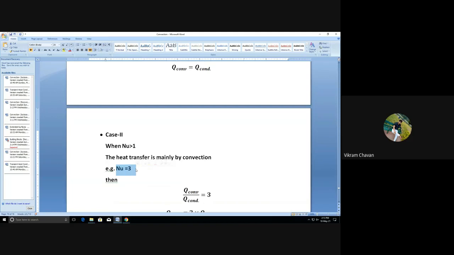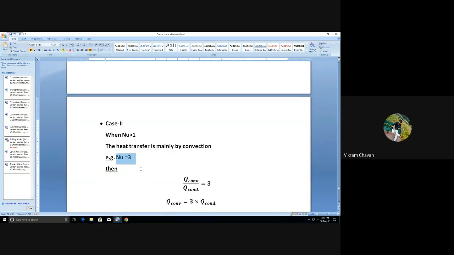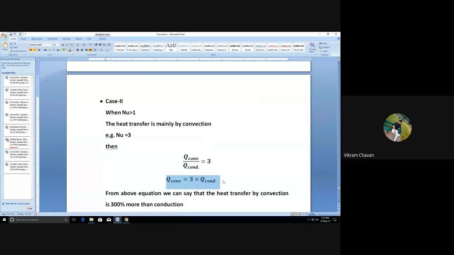Consider that Nusselt number value is 3. Then what will happen? If you put Nusselt number equal to 3 in the equation of Nusselt number, that is convection divided by conduction, which is equal to 3. So we'll get convection is equal to 3 times conduction. From the above equation, we can say that the heat transfer by convection is 300% more than the conduction.